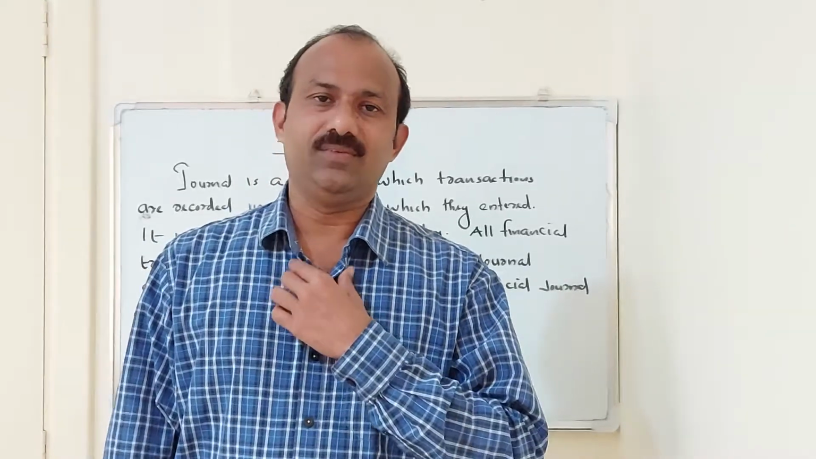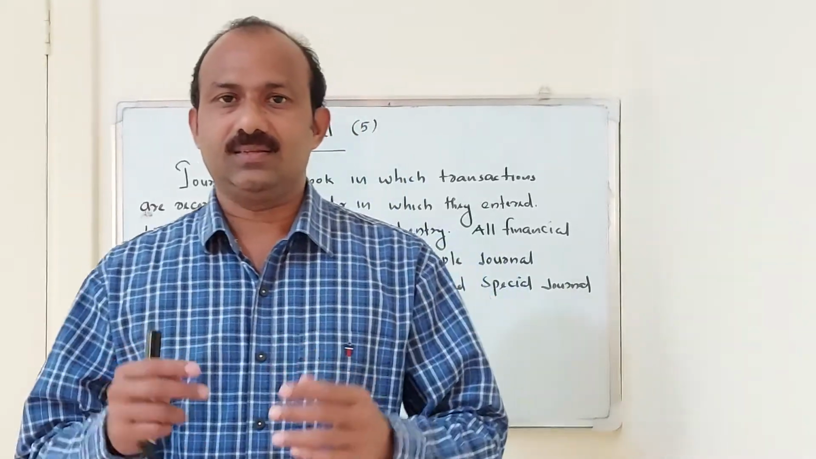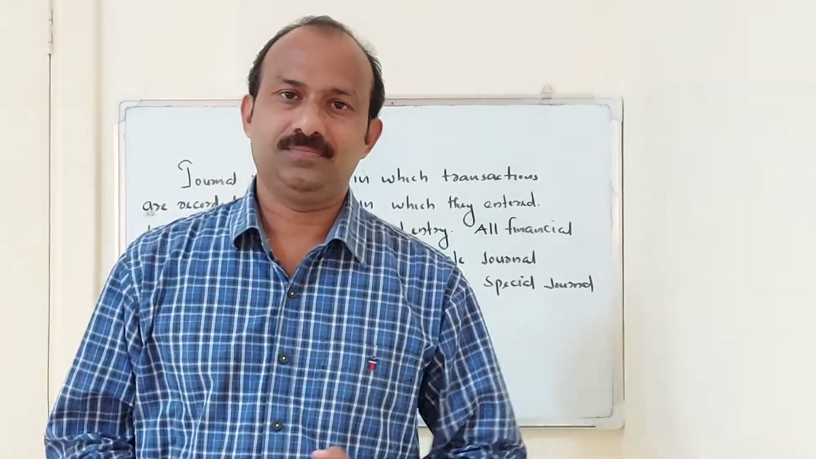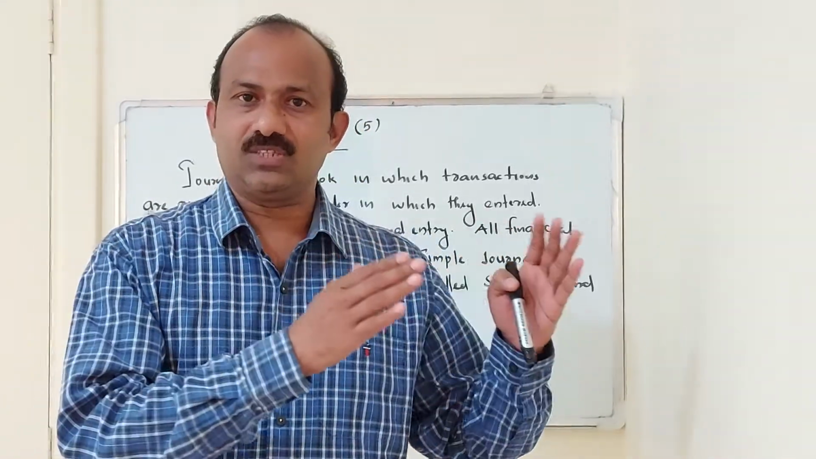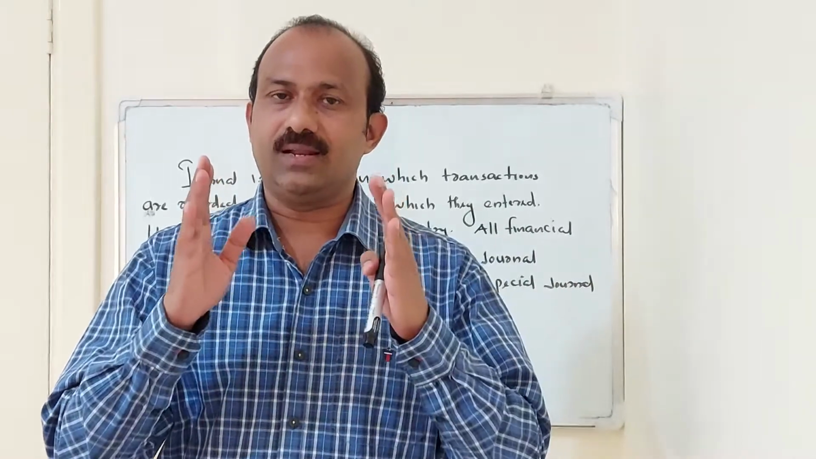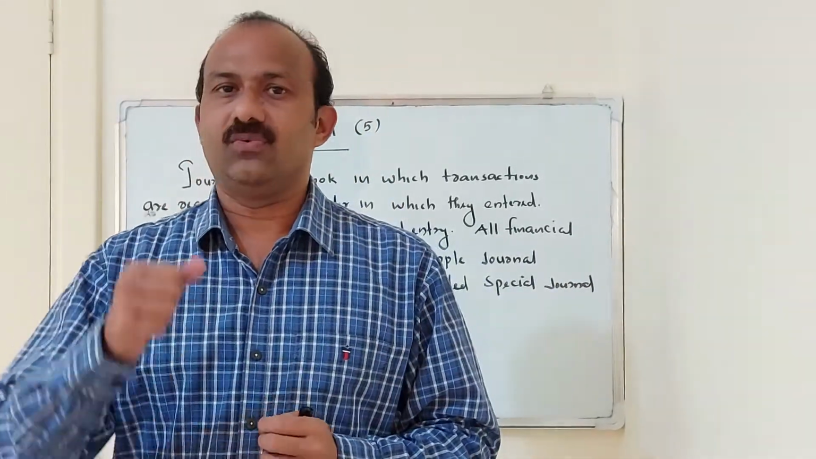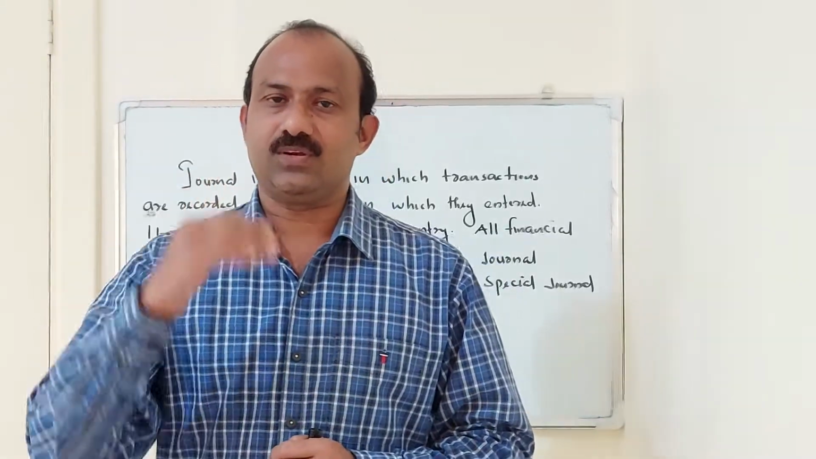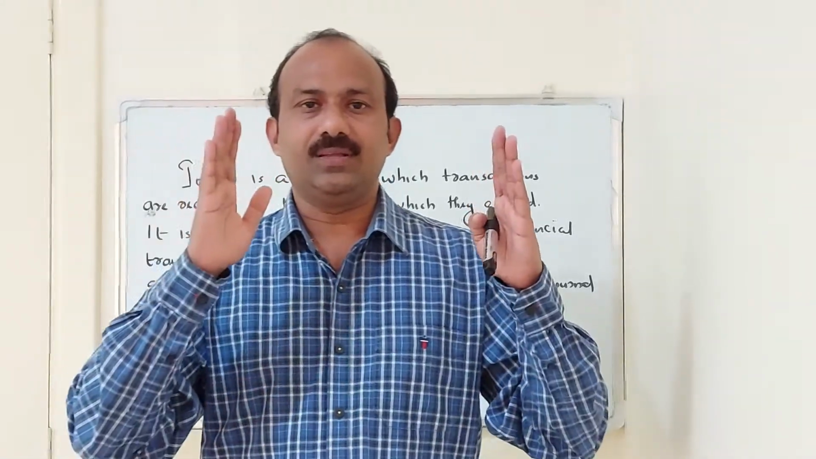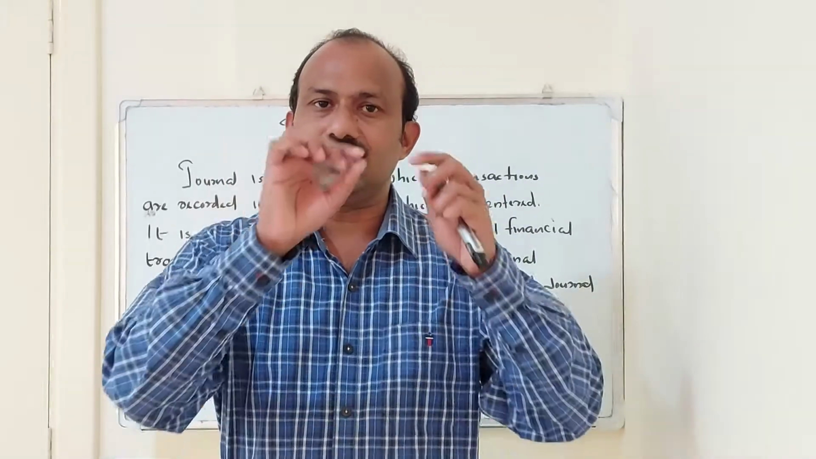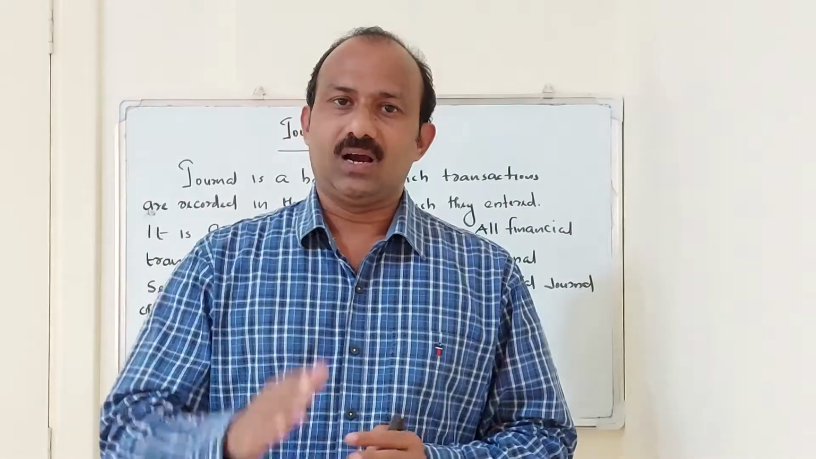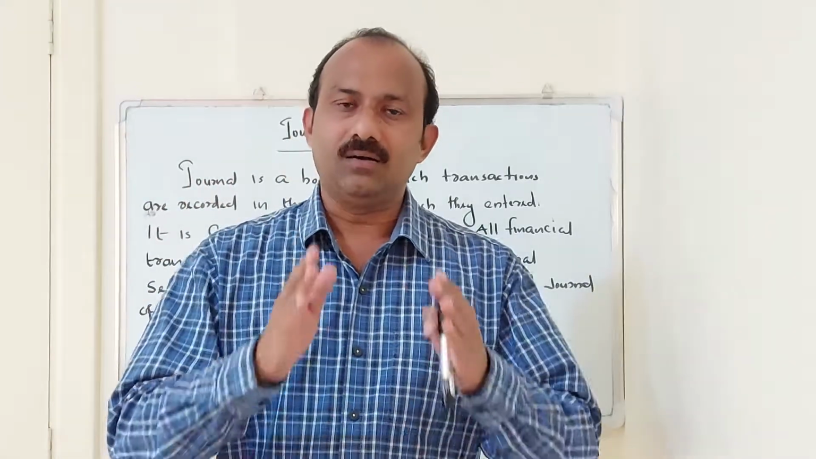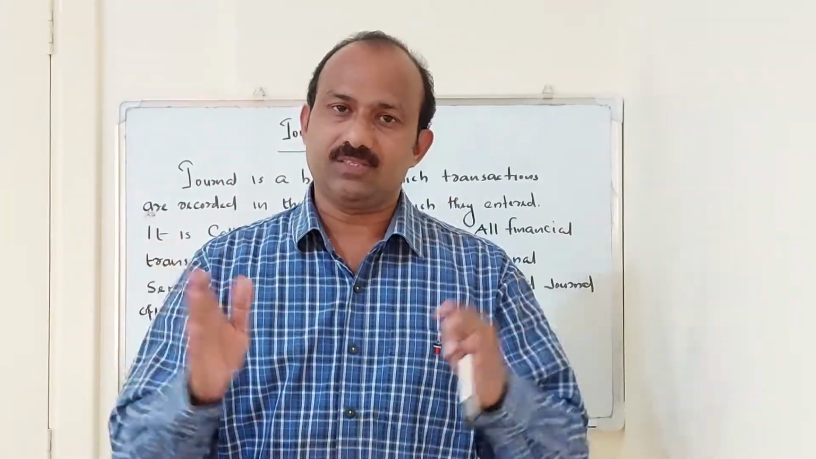Hi, today we are going to discuss another important topic in accounting, that is journal. In the previous four sections, we got a little idea about accounts, the evolution of accounting, the objectives of accounting, how the accounting equation is derived from each transaction, and how you identify debit and credit. All these areas we discussed in the previous classes.